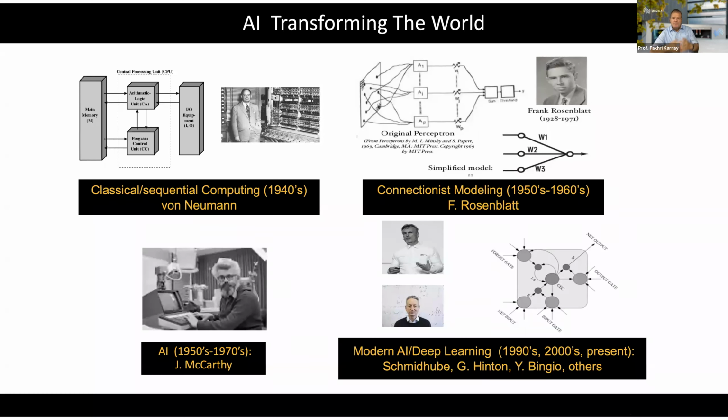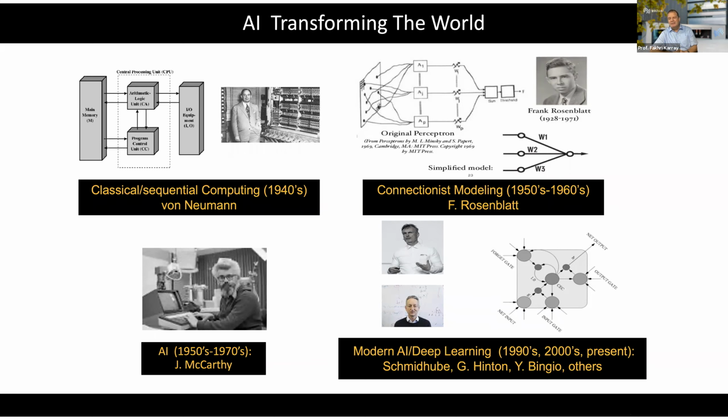And then 1950 and 1960 saw two major things. The first one was Frank Rosenblatt's discovery of the original perceptron system, which is the precursor of what we are seeing today, of the huge neural networks that we are seeing today.